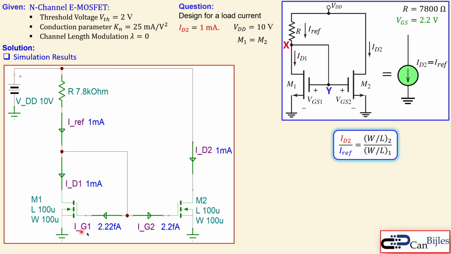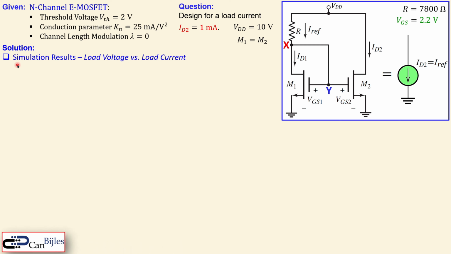You can see the I gate 1 and I gate 2, I just put it here purposely. It is 2.2 approximately femtoamps, and femto is 10 to the power minus 15, so you can almost say forget about it. I also put here the dimensions. You can see the length and the width, so this is 100 micrometers. Quite large, of course, looking at the modern technology, but that's just an example. But they're exactly the same. Since they're exactly the same, the copy is also 1 to 1. So that is also what we see here, and it is according to calculations. So this resistor with this voltage and this configuration of the MOSFETs will give us the required load current.